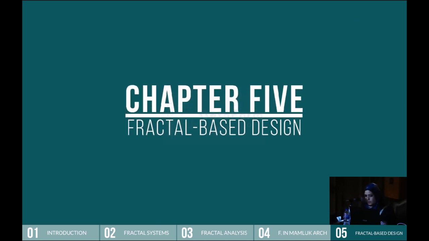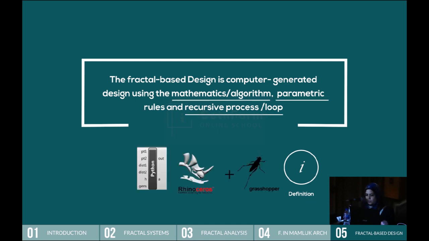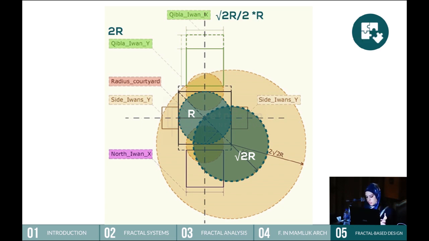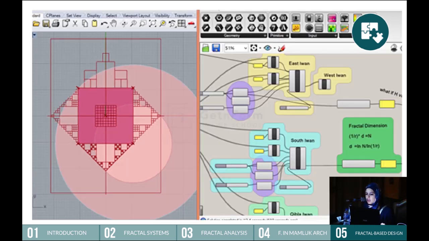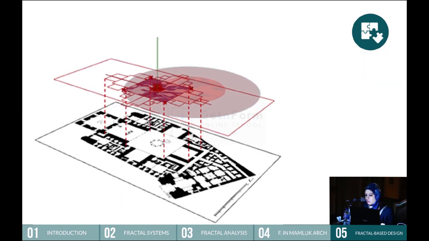Chapter 5, the fractal-based design, is computer-generated design using mathematical algorithms, parametric rules, and recursive processes and loops. I used the software Rhino, Grasshopper, and Python scripting. These are the common rules in the 4 case studies. They are based on a datum, which is the radius of the courtyard. For example, the Qibla Iwan's side length ranges between root 2 r divided by 2 and r. Then these rules are converted into nodes and relationships in Grasshopper.